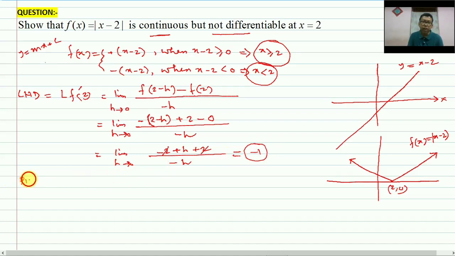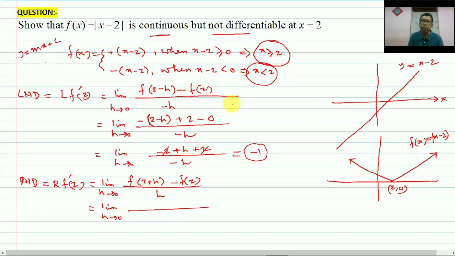Now the right hand derivative at x is equal to 2, that means RHD, f dash of 2, is equal to the limit as h tends to 0 of f of 2 plus h. If you can write the definition properly, then there will be no problem finding the limit correctly. Limit as h tends to 0 of f of 2 plus h. Here x is more than 2, so it is x minus 2. So write 2 plus h minus 2, minus f of 2, which we earlier got as 0, whole divided by h. The 2 cancels and we get h, because the value of x is equal to 2 plus h. So h by h is equal to 1, so the limit is 1.